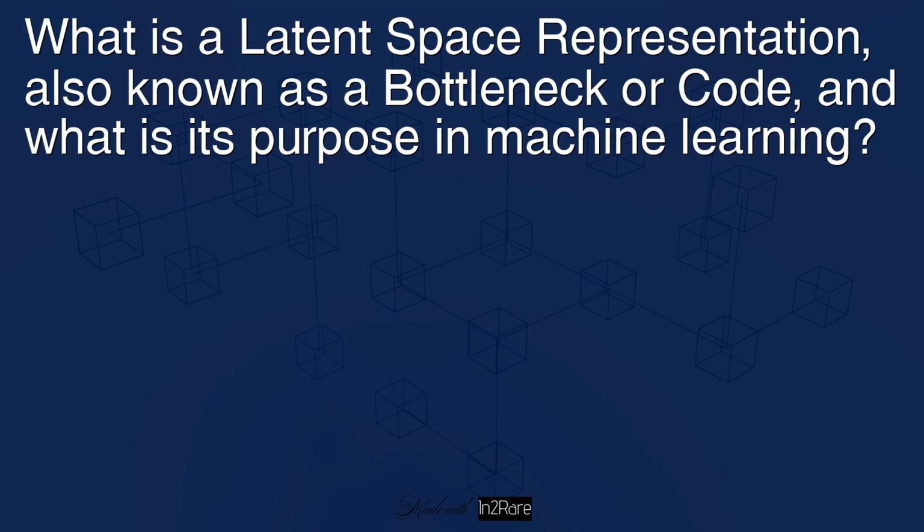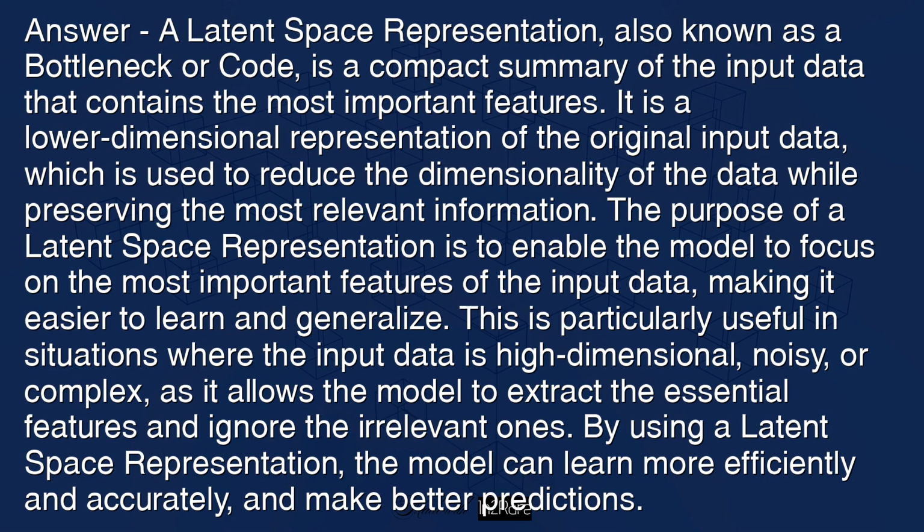What is a latent space representation, also known as a bottleneck or code, and what is its purpose in machine learning? Answer: a latent space representation, also known as a bottleneck or code, is a compact summary of the input data that contains the most important features. It is a low-dimensional representation of the original input data, which is used to reduce the dimensionality of the data while preserving the most relevant information.